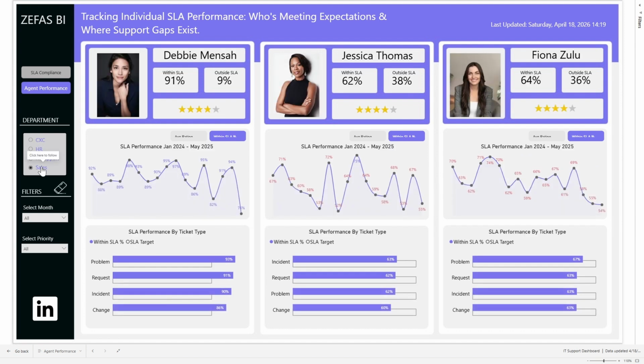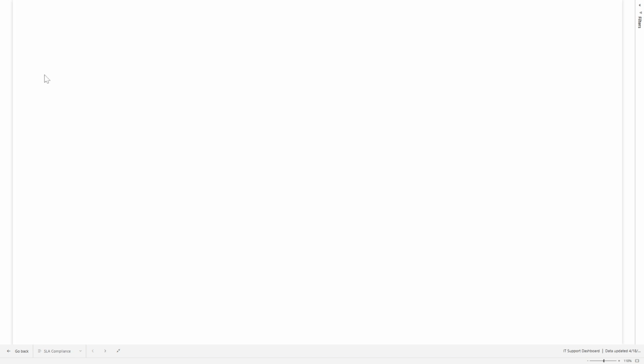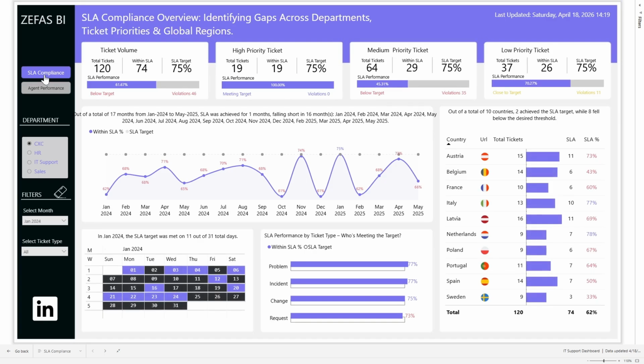2 dashboard pages covering SLA compliance and agent performance. This is the IT support and SLA compliance report.